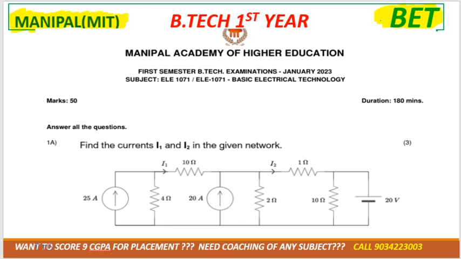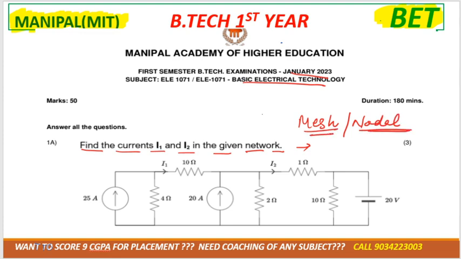So let's start with the January 2023 exam of BT. In this they said find the currents I1 and I2 in the given network. They didn't mention whether it's a question of mesh analysis or nodal analysis. That depends on you; you can do it by whichever method you want. Now tell me which would be more convenient for you.